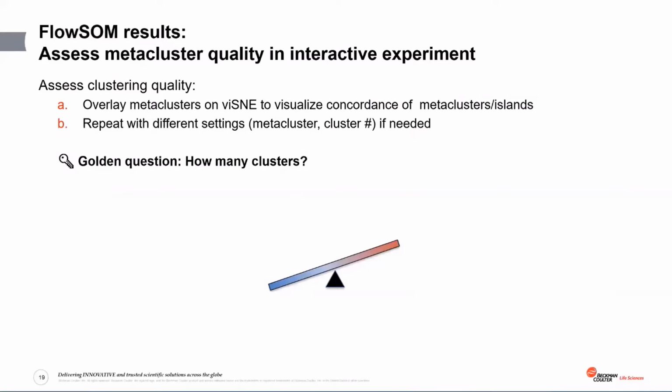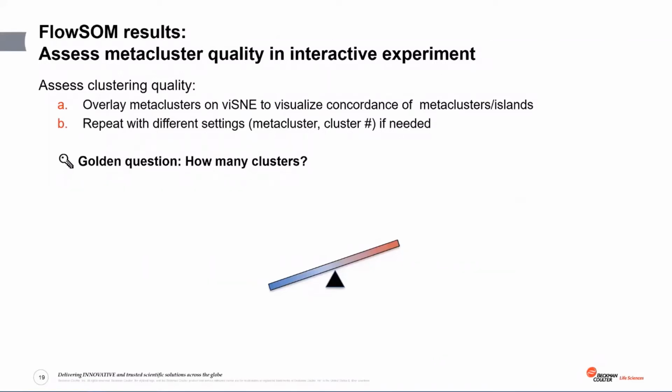Okay, so when we get our results, when they're done in a few minutes, the first thing that I want to do is take a look at the quality of the metaclusters within Cytobank in the resulting FlowSOM experiment. I want to determine if I set up the right number of metaclusters. So I like to start doing this by visualizing the metaclusters on top of the viSNE map to look for any concordance of the metaclusters and the islands. Take a look, see are there too many, are there too few, and repeat this with different settings, changing those numbers if needed. So this is a really tough question that FlowSOM doesn't automatically answer for you.